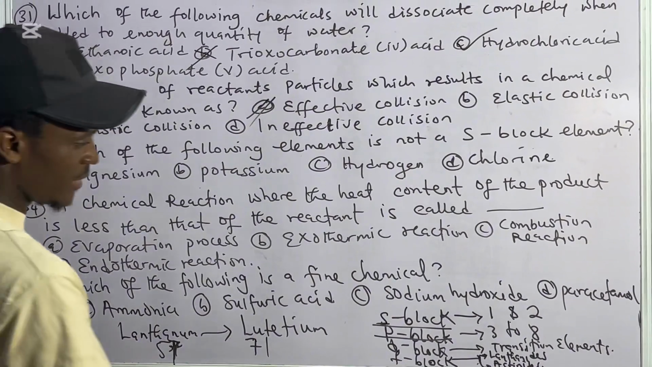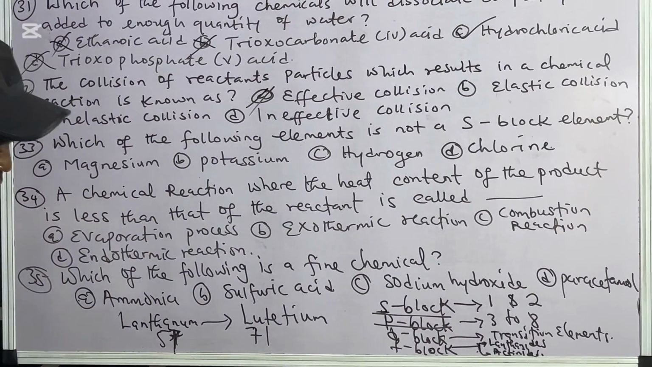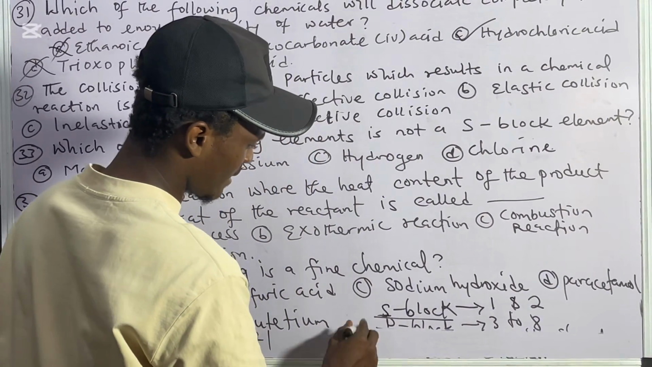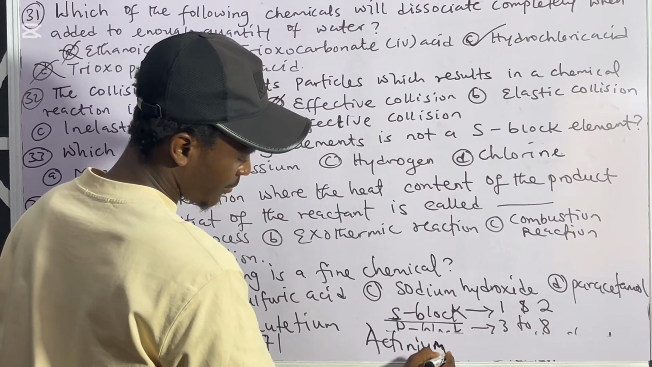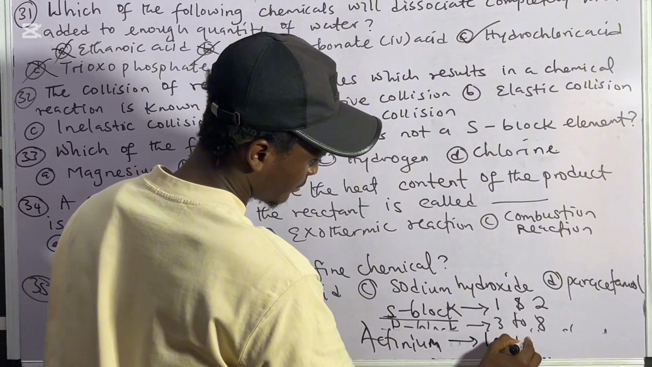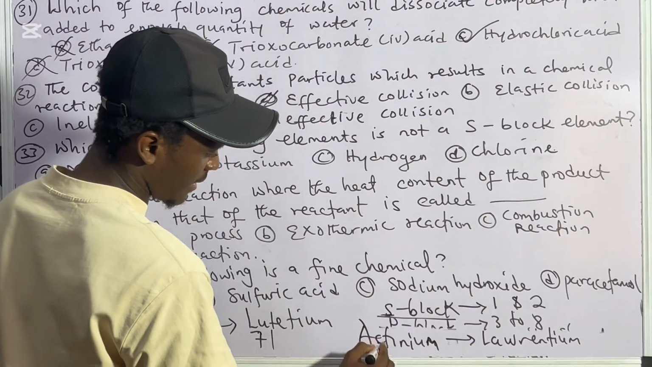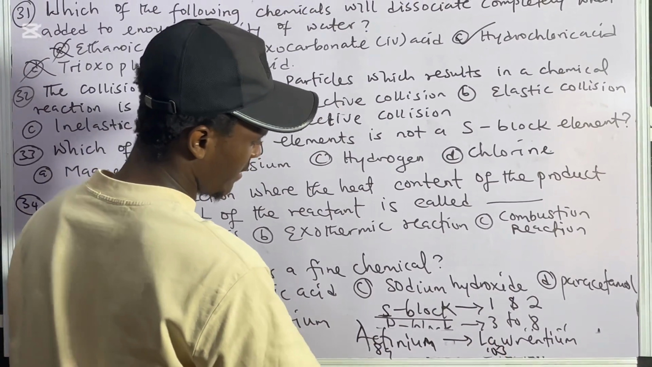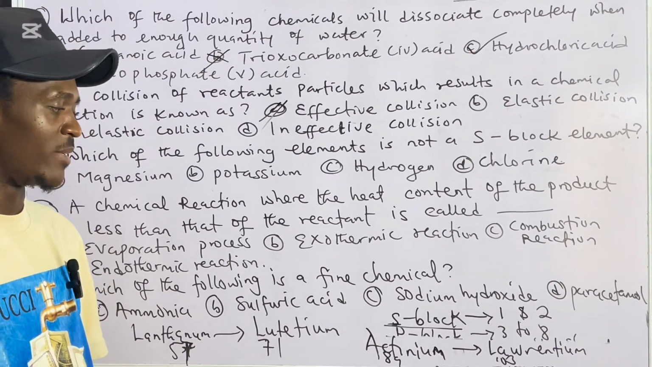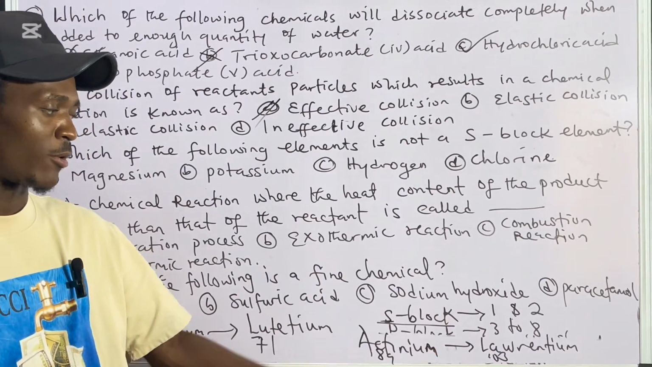Then for the actinide series, the elements start with actinium and end in lawrencium. Actinium has an atomic number of 89, while lawrencium is 103. So these lanthanide and actinide series are F-block elements. For the group 1 and group 2 elements, they are S block. Then P block is from group 3 to 8.